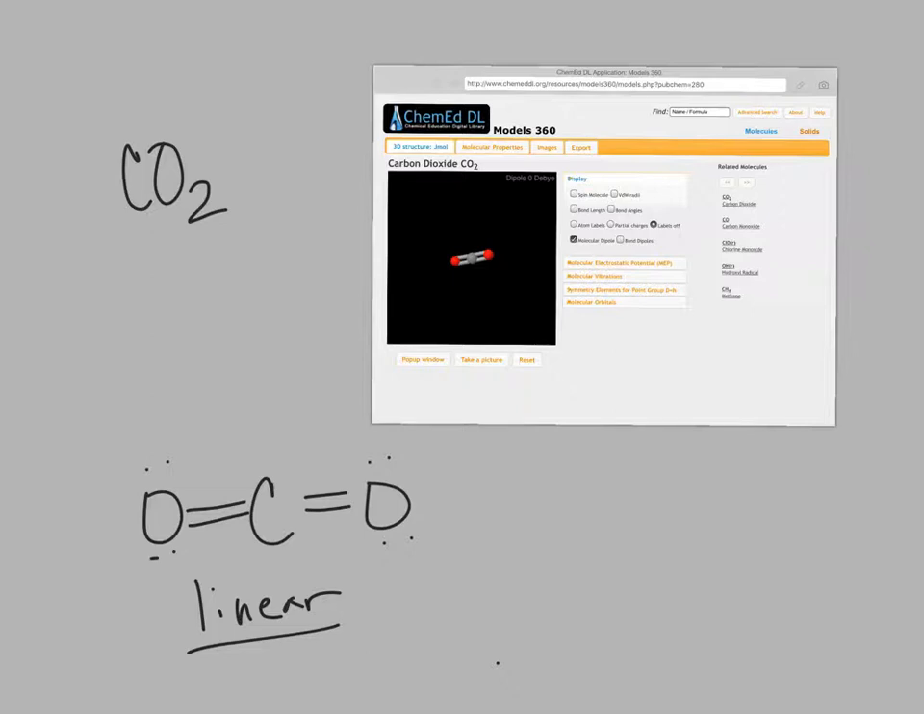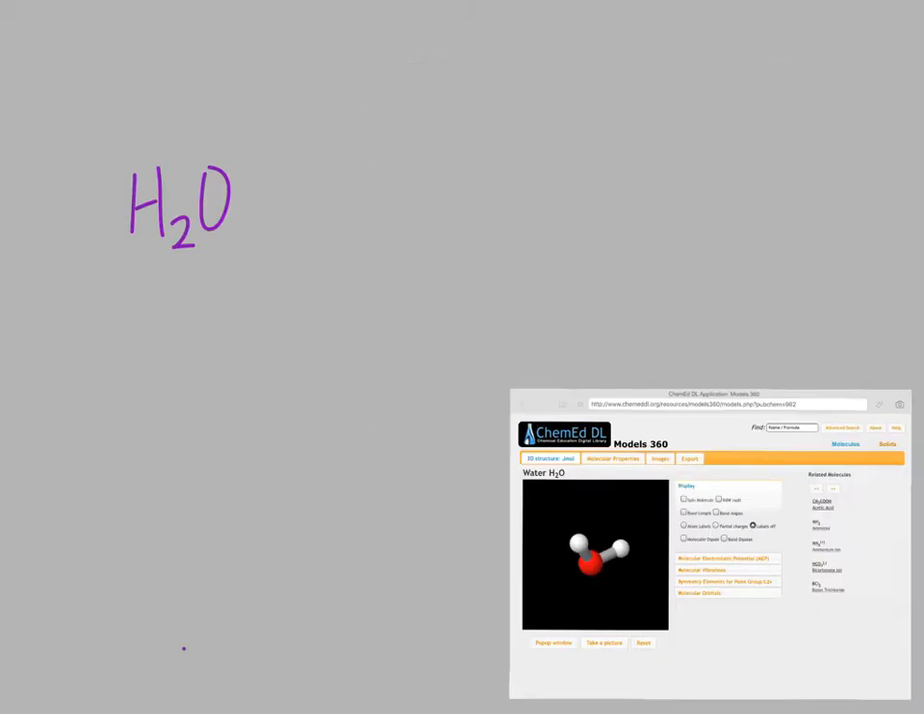Alright, so the next one that I want to do is going to be water. Okay, so next I'm going to look at water. Let's see if it works this time. Water has 8 valence electrons. So we have oxygen in the middle, and I've explained in class that it's probably better to draw it like this so that you can see the shape of it. Since the steric number is 4 with 2 lone pairs of electrons, it is bent.